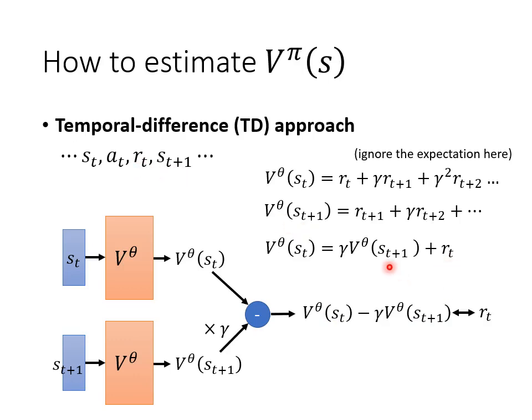We also know the relationship between V theta of ST and V theta of ST plus 1. So we know that V theta of ST minus V theta of ST plus 1 multiplied by gamma should be as close to RT as possible. Input ST and ST plus 1 into V theta and subtract one from another. Then, the value should be as close to RT as possible. This is the TD method.